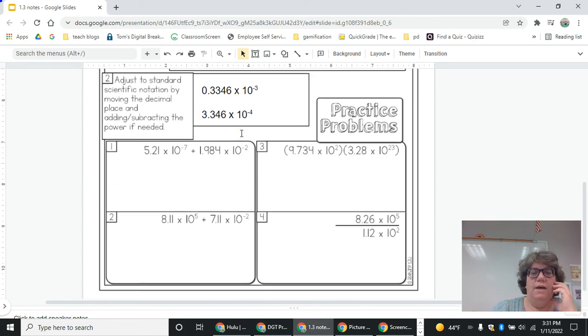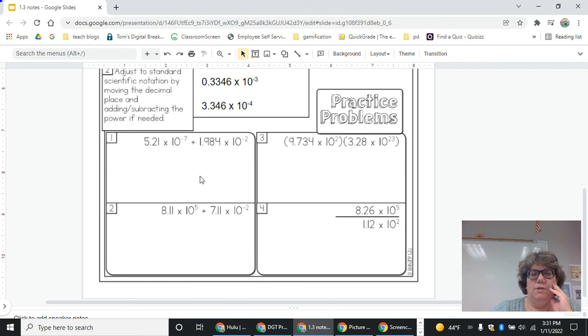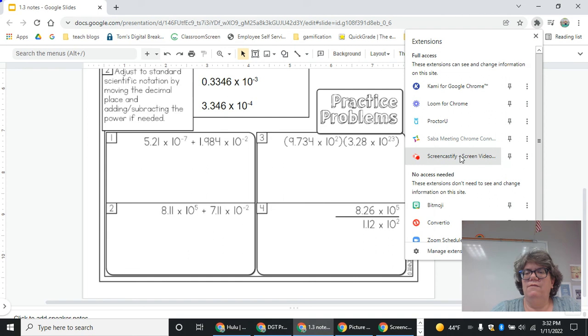Okay. Again, take a look at these practice problems. There's addition, multiplication, division. Work through them. Try your hardest. Let me know when you've got them, and I will give you the key so that you can check your answers. Let me know if you have any questions.